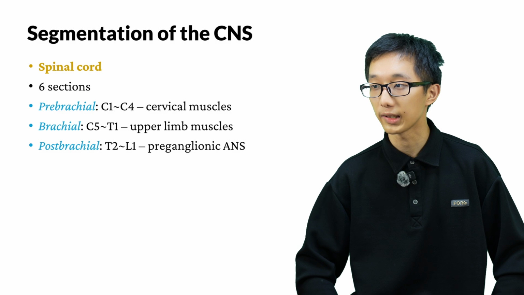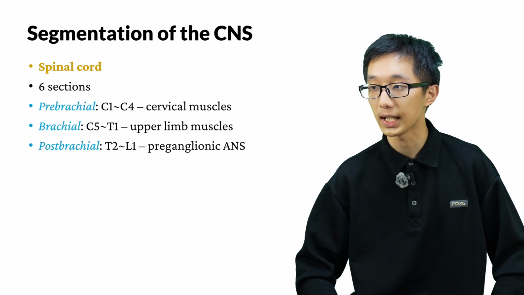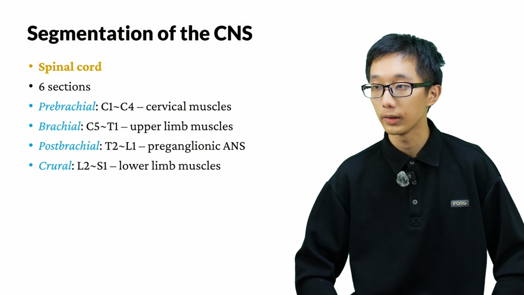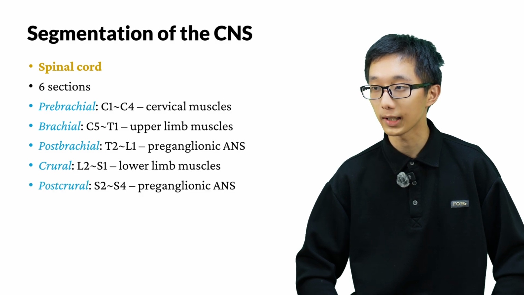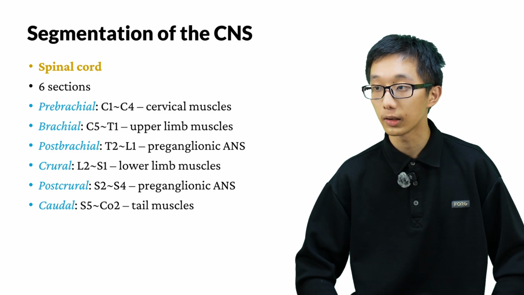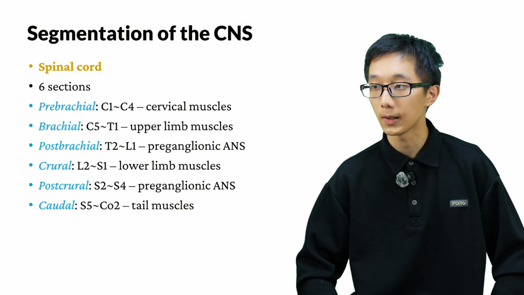The postbrachial segments, from T2 to L1, are preganglionic ANS neurons. They control the sympathetic division of the ANS. The crural segment, which is L2 to S1, controls the lower limb muscles. And the postcrural segment, S2 to S4, controls the preganglionic ANS of the parasympathetic division. And lastly, the caudal segment, which is S5 to coccygeal 2, controls the tail muscles.